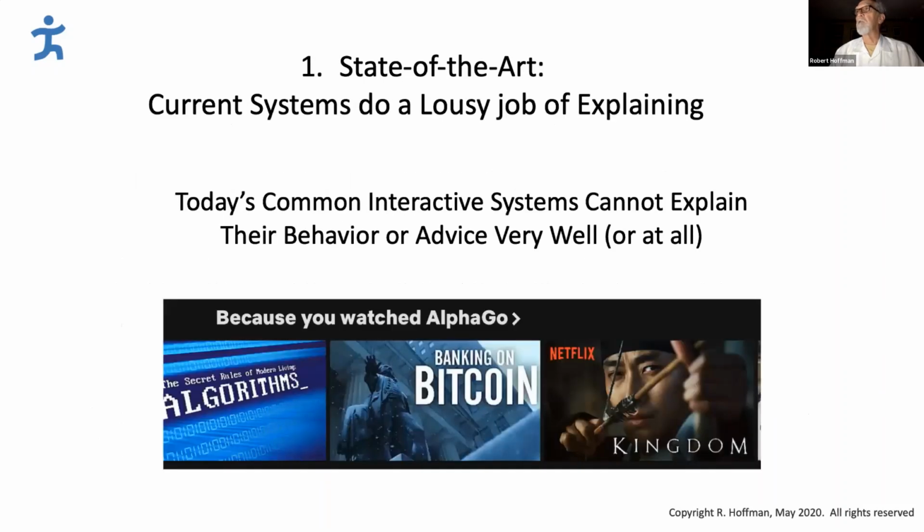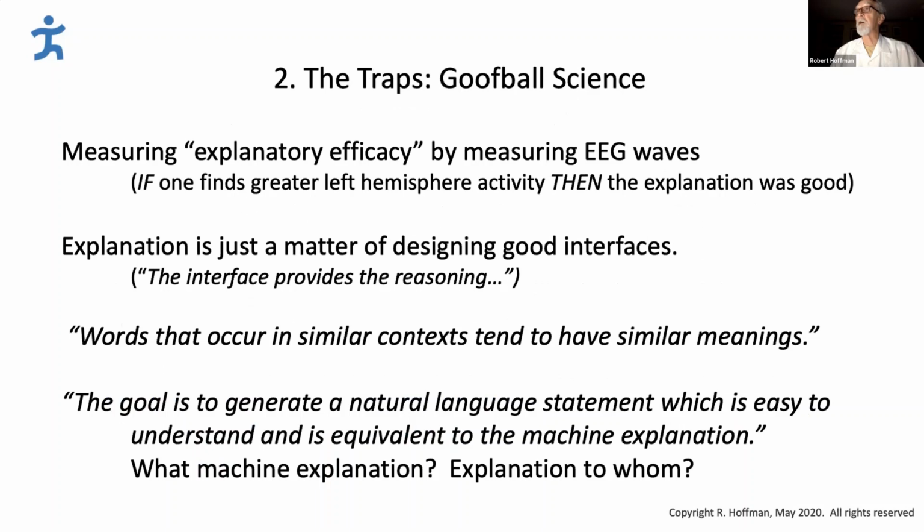Current systems, of course, do a lousy job of explaining. We all experience this on a daily basis. I watch something on AlphaGo, and then it comes back and tells me that I'd be interested in these movies. From looking at those screenshots, I said, I'm absolutely not interested in them. How did it come up with that? I'm not sure I care, really, but still, there's no explanation provided.